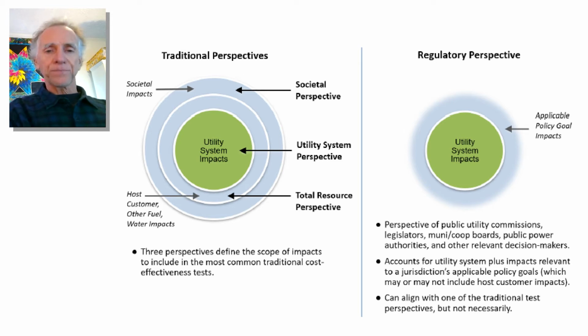They're critical. The next circle outside of that is the total resource perspective, which includes things in addition to the utility system impacts: the host customer impacts, other fuel impacts, water impacts, things that, again, affect the customers who are participating in the programs. The third circle you see on the outside of those rings is the societal perspective. And that includes societal impacts such as greenhouse gas emissions or jobs or a variety of other impacts that go beyond customers.